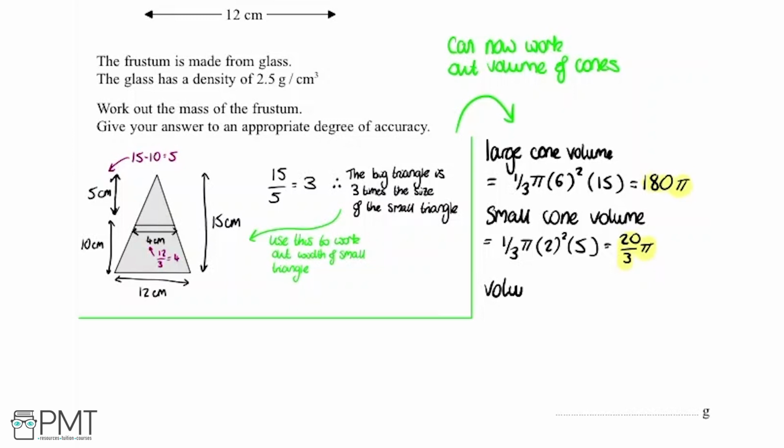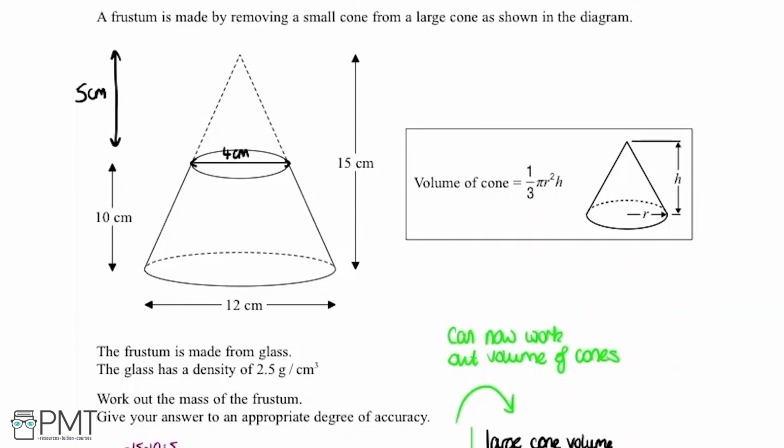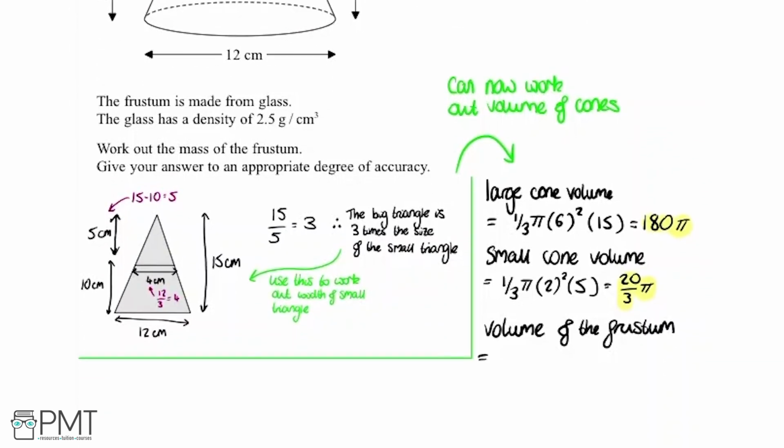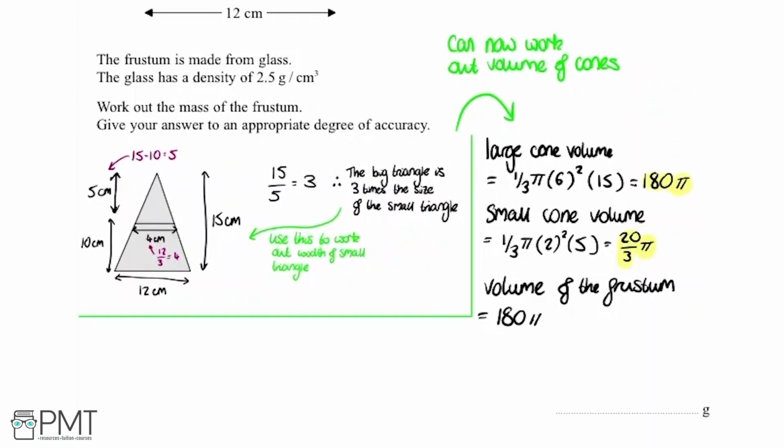Great, so we've got these key numbers, and from that we can work out the volume of the final shape. If we look up at the diagram, we can see that the volume of this is the volume of the large cone subtracting the volume of the smaller cone. So we have 180 pi, subtract from that 20 over 3 pi. So that's 520 over 3 pi. And I need to put the units in here because it's volume, it's centimeters cubed.